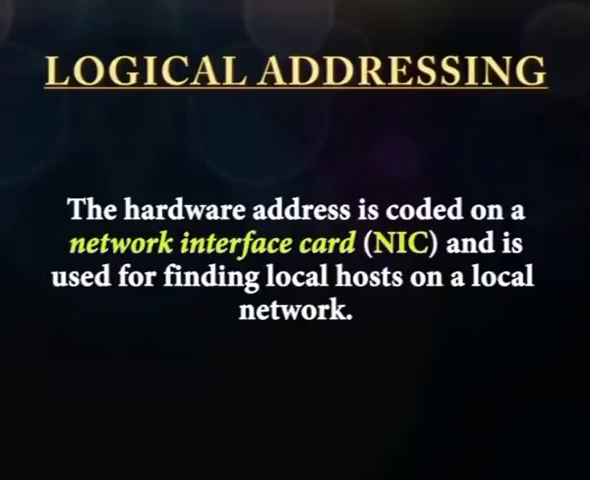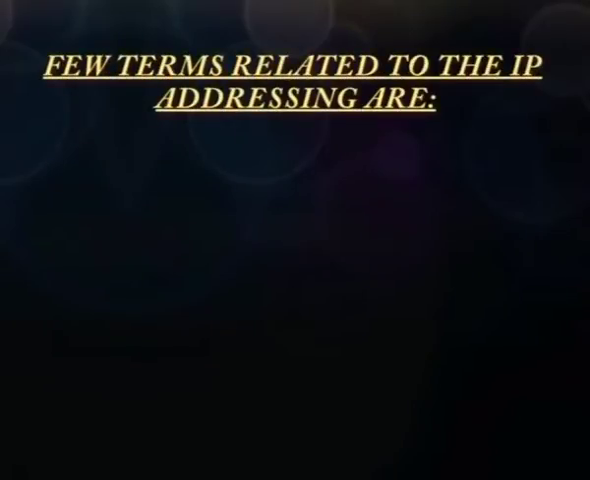If a device operating at the network layer has M connections to the internet, it needs to have M addresses. It designates the specific location of a device on the network. An IP address is a software address, not a hardware address. The hardware address is coded on a network interface card and is used for finding a local host on a local network. IP addressing is used to provide communication between hosts on one network and hosts on a different network, if the hosts are on different LANs.